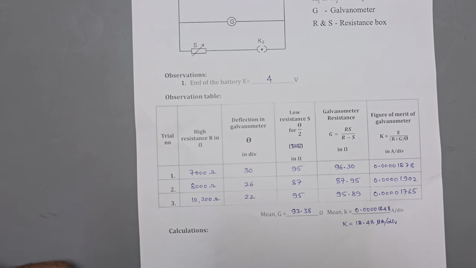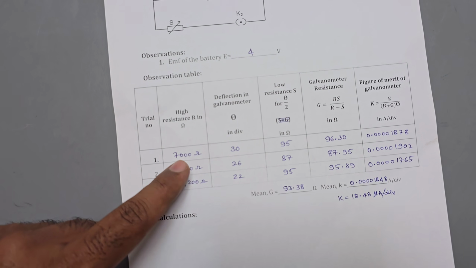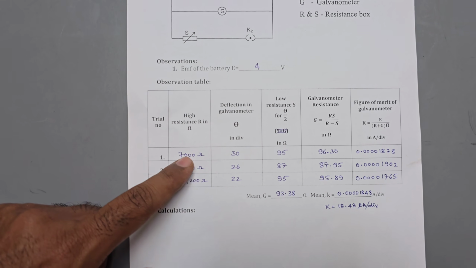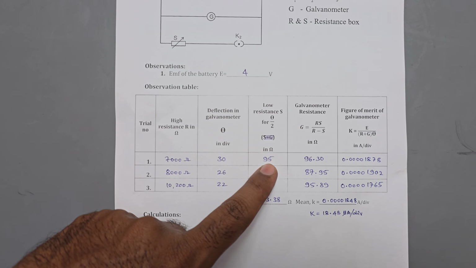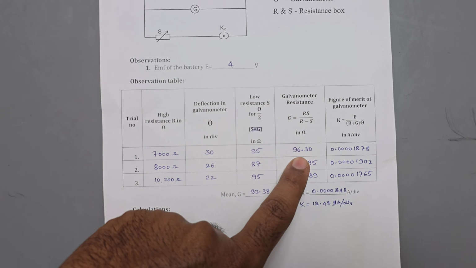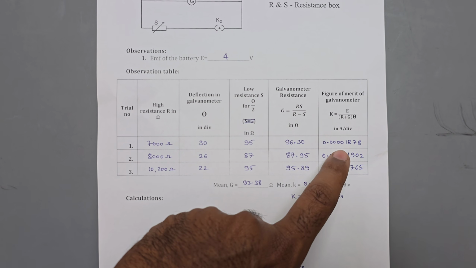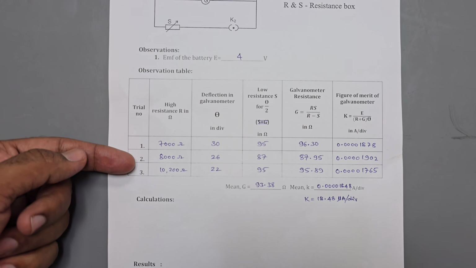See, first 2 trials we had taken. For full deflection of 30 divisions, we had unplugged 7,000 ohm from the high resistance box, right? And for half deflection, we had unplugged 95 ohm from the low resistance box. So by calculating using this formula, the resistance of the galvanometer, we have got 96.30. And by using this formula, I have calculated the figure of merit. It is 0.00001878. Like this, I have taken all the trials.